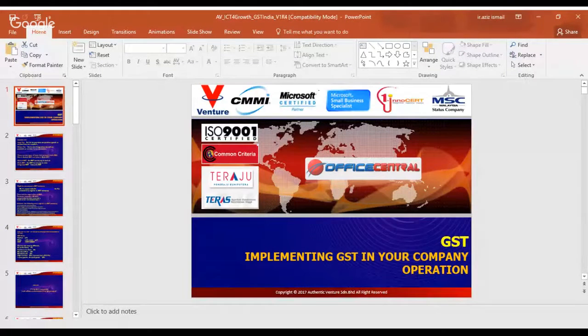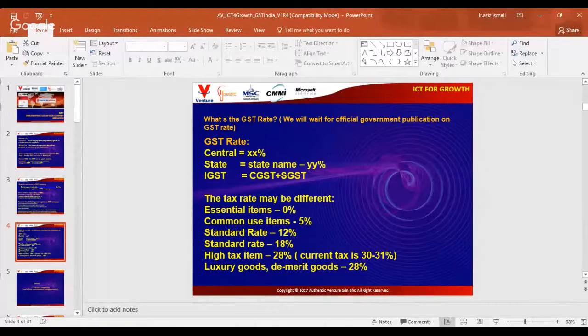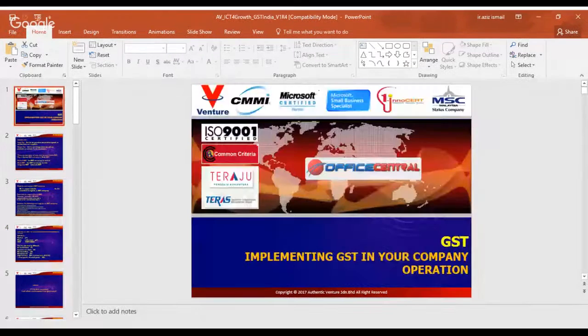Okay, what is the tax rate for the GST? Actually, during this webinar, we still do not have the decision on what is the tax rate for the central GST, what is the tax rate for the various states in India, and of course the IGST is actually a combination of CGST and SGST. So we will wait until the announcement of the government on the central and state GST.